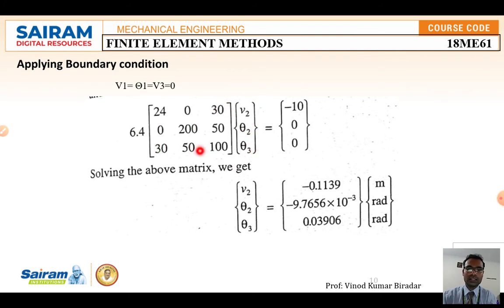After solving this equation, you are going to get v2 theta 2 theta 3: v2 is equal to minus 0.1139 meter, theta 2 is equal to minus 9.765 into 10 to the power of minus 3 radian, and theta 3 is equal to 0.03906 radian. Like this you have to calculate the global displacement vector from the given two elements. In this problem they are not asking for the maximum deflection or the deflection at midpoint. They are asking only the displacement at each node. At each node we calculated v2 theta 2 theta 3. The remaining v1 and theta 1 and v2 are equal to 0, because it is completely fixed.